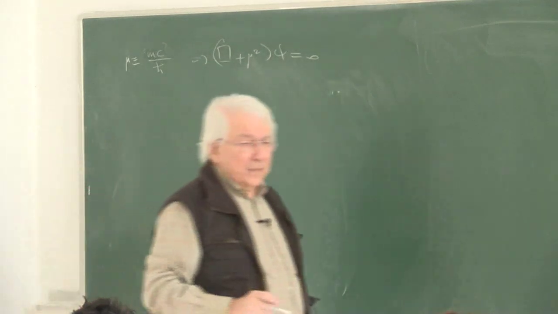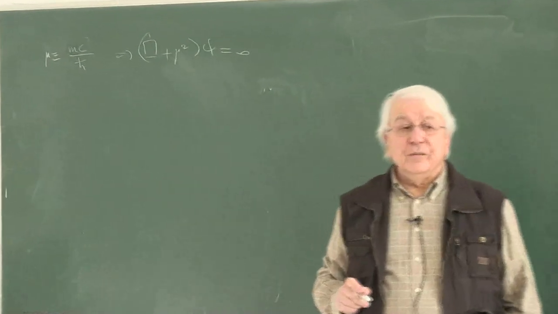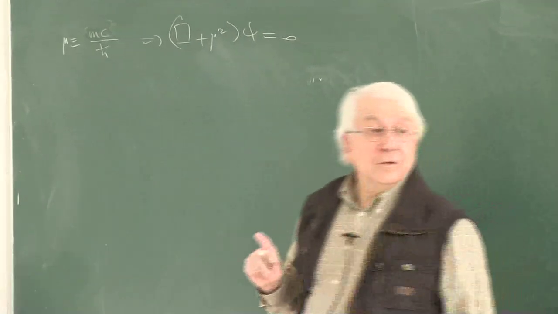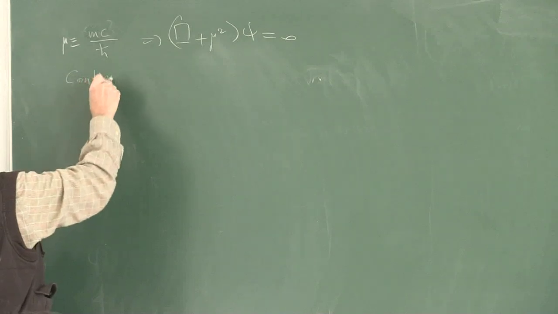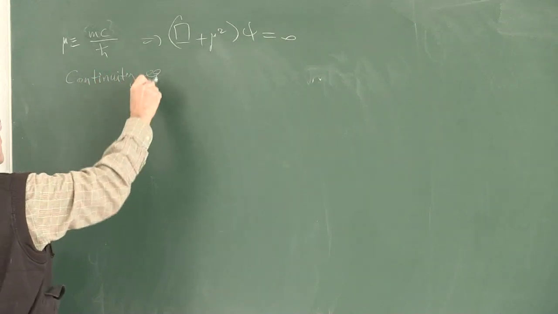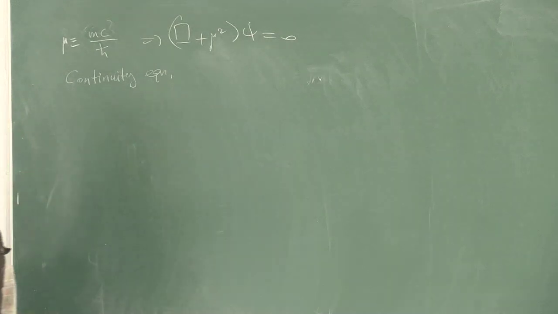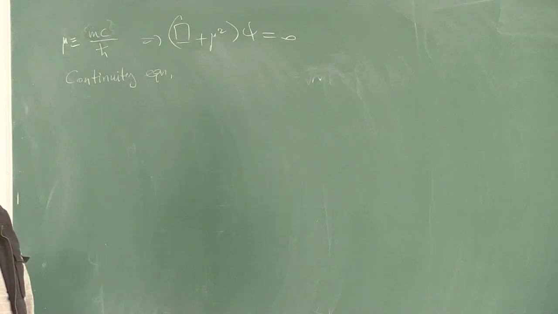What I will do next is derive the continuity equation associated with this equation. The continuity equation relates the time rate of change of the probability density to the inflow or outflow of the probability current density, which in turn guarantees the conservation of probability. So it's physically very crucial. Let's see whether we can get a proper continuity equation.